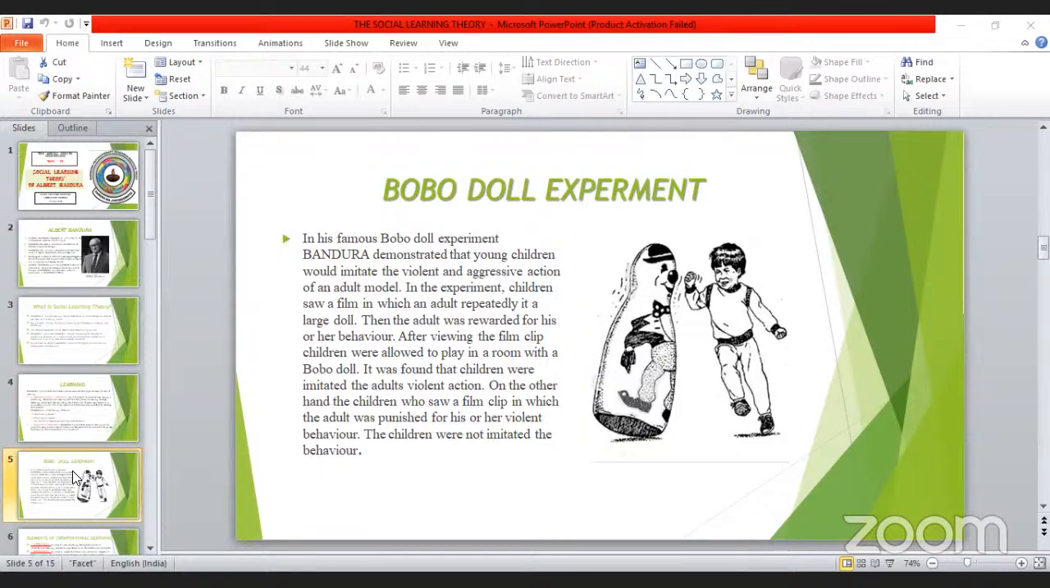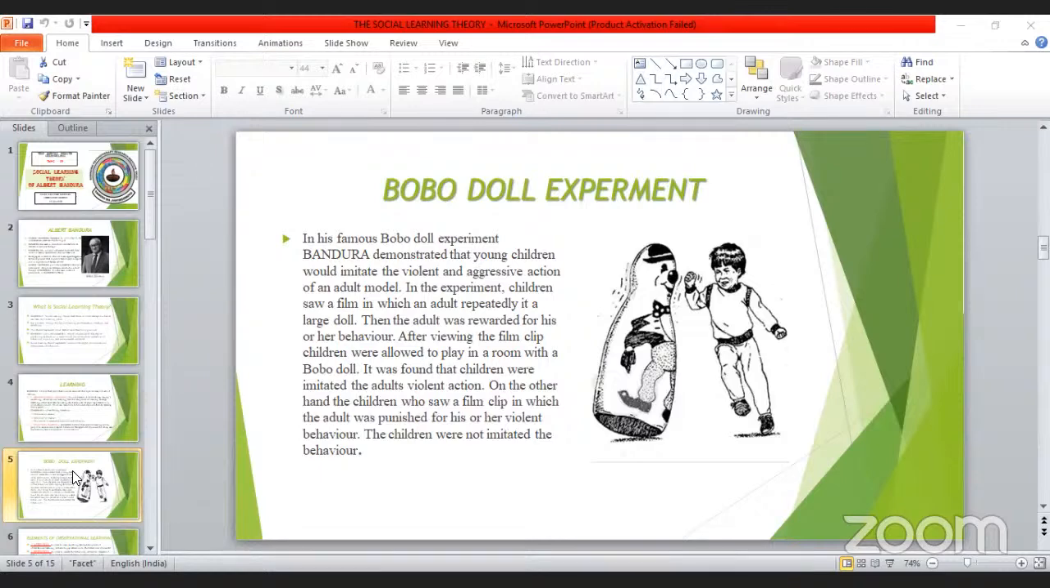So what will the group watching this film clip learn? That aggression is a very good thing. If I behave that way, I will also be rewarded by a significant person. If I hit other people, my friends, other children, I will be rewarded. So the group who watched this film clip learned that hitting behavior is a good thing. Through observation they learned the violent action.